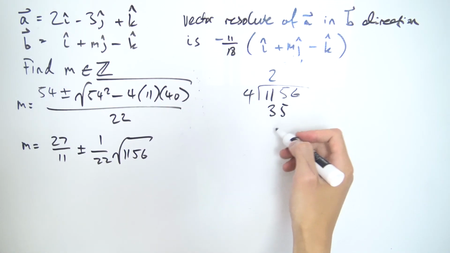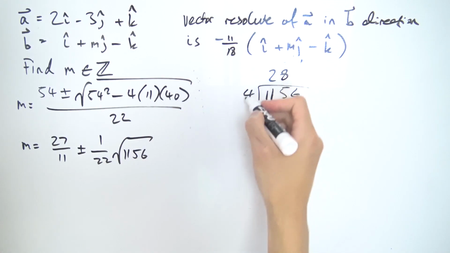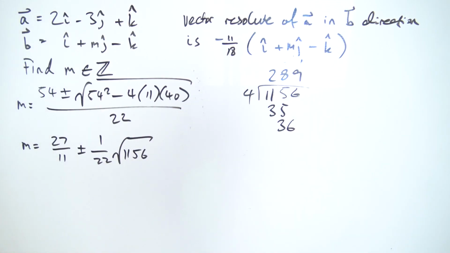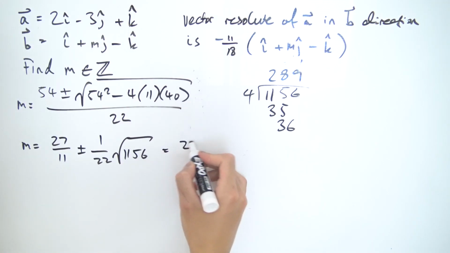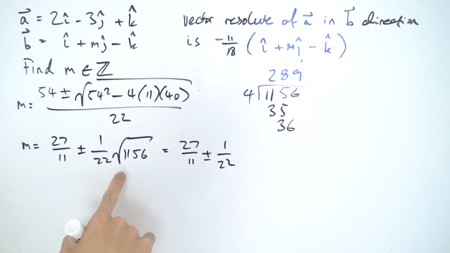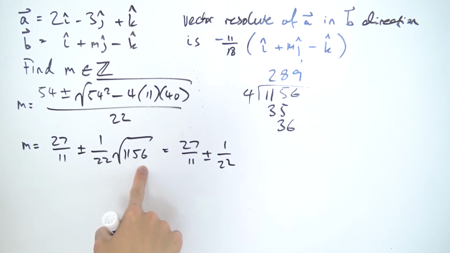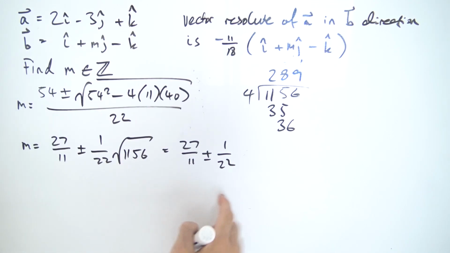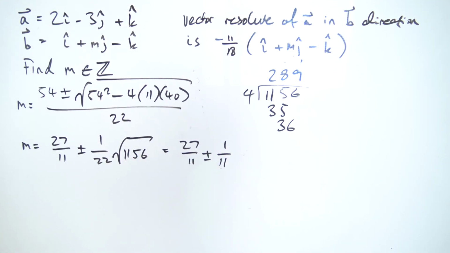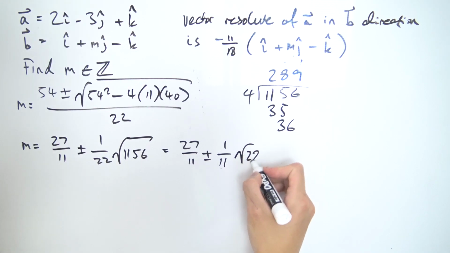Bring down the 5. We have 8, so 8 times 4 is 32, remainder 3, and then we got 289. So this is equal to 27 over 11 plus or minus 1 over 22. We have 4 times 289 in here, but the square root of 4 is 2, and that 2 can cancel out with this 22 to become 1 over 11, square root of 289.